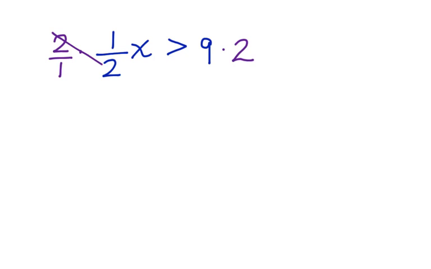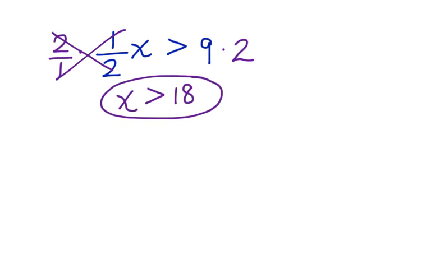On the left side, these values cancel, leaving x alone. X is greater than 9 times 2, which is 18. Here's the solution for this inequality. Now let's look at one that has a decimal in it.